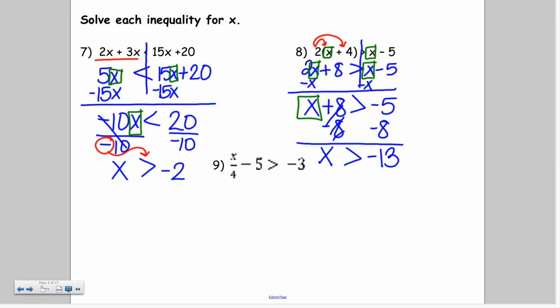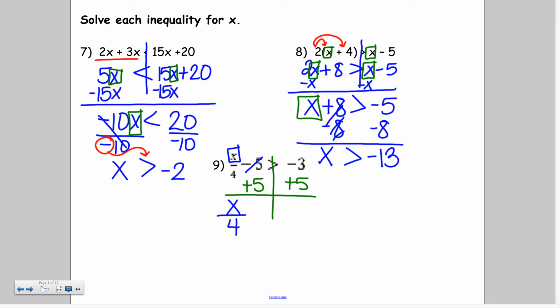All right, so number 9. I want to get x by itself. So I'm going to have to get rid of what's furthest from it, so the 5. In order to get rid of the 5, I'm going to have to do the opposite, which is add. So I'm left with x over 4.